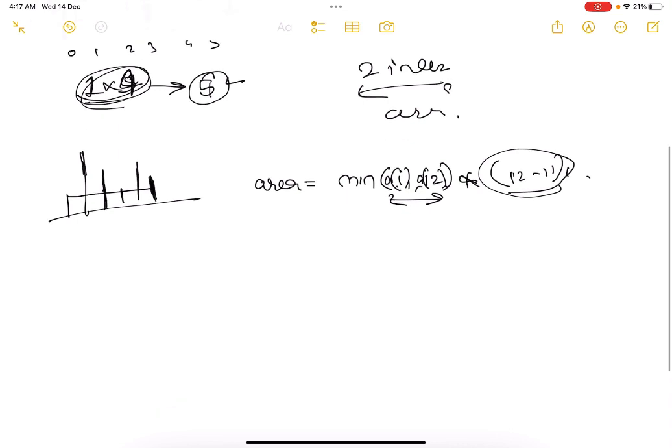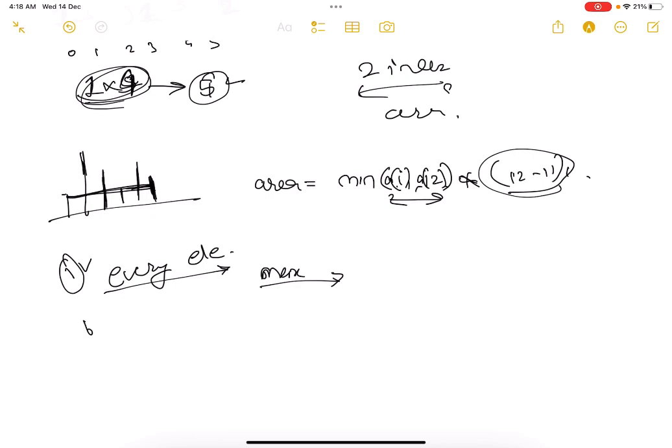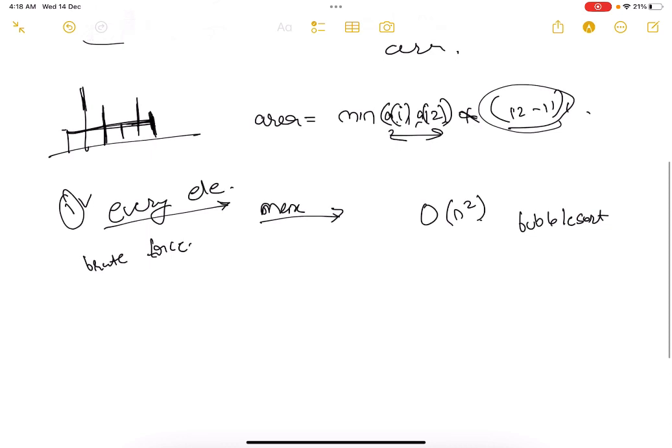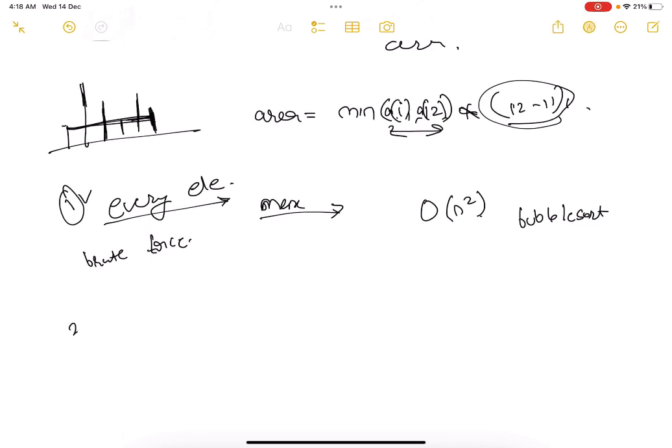So the first approach would be to calculate the area with every element, right? If we calculate every index element with every other index element, we will get the maximum area. That will be the brute force approach. It will run in O of n square, like bubble sort, but it will give us a time limit exceeded error.